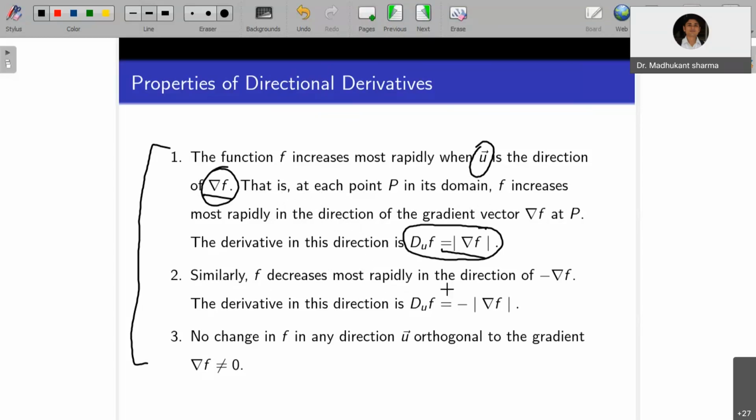Similarly, f decreases most rapidly in the negative direction of grad f, and the minimum value is minus mod grad f. No change will be noticed in any direction u orthogonal to the gradient, provided the gradient is non-zero.